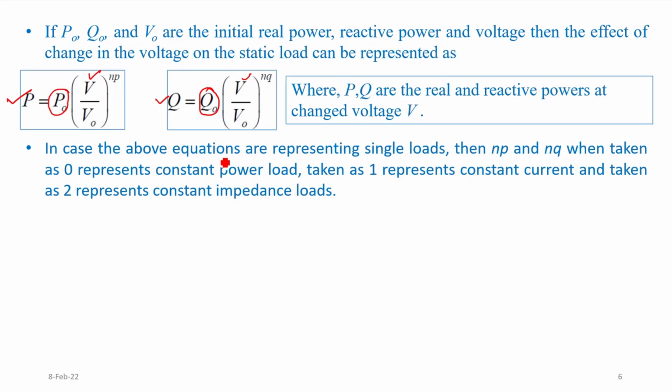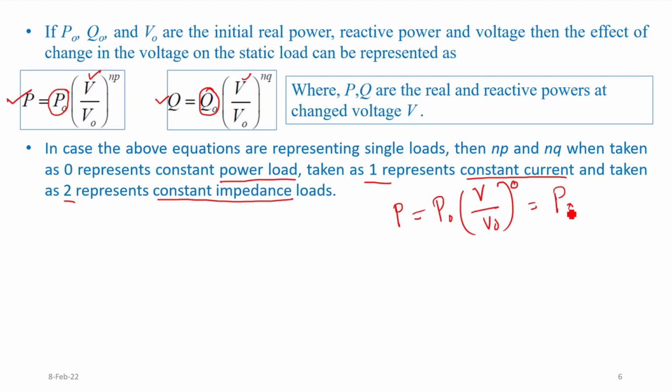In case the above equations represent single loads, then NP and NQ, when taken as 0, represent a constant power load. When taken as 1, they represent a constant current load, and when taken as 2, a constant impedance load. So how is it? We can see here that P equals P naught, V by V naught, to the power NP. If NP and NQ are taken as 0, then to the power 0 will be equal to P naught. So this represents a constant power load, right?